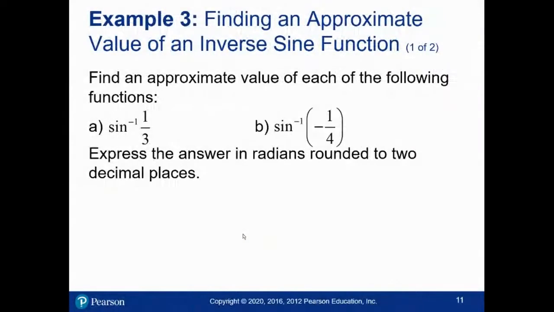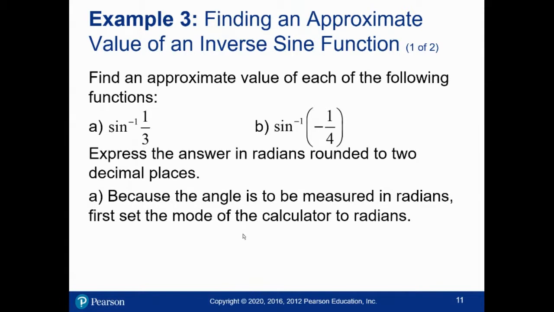Okay. So find an approximate value for each of the following. Notice it says express the answer in radians. Remember, arcsine of 1/3 specifically means an angle whose sine is 1/3. So we really can't do this any other way than by using a calculator.